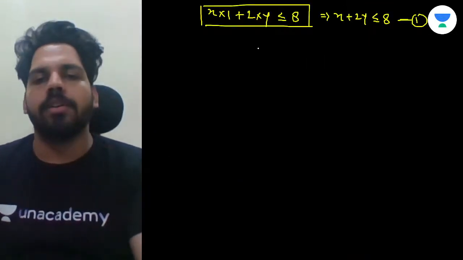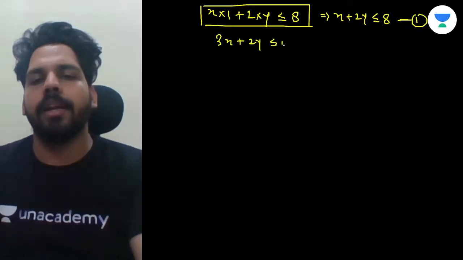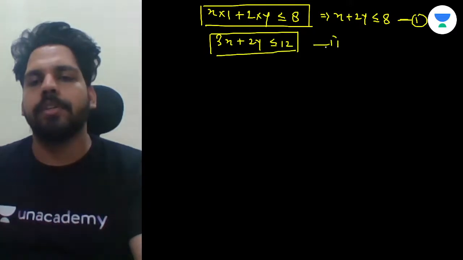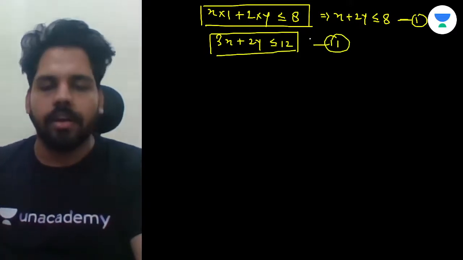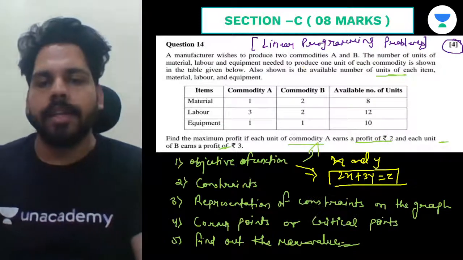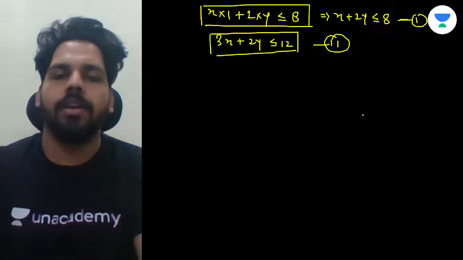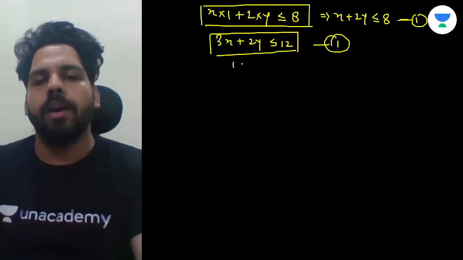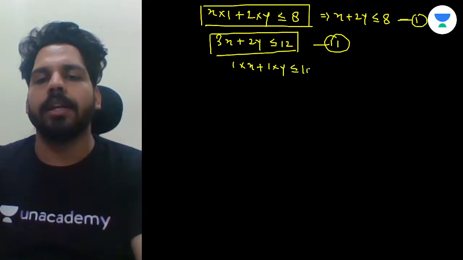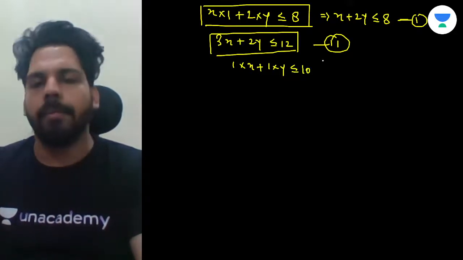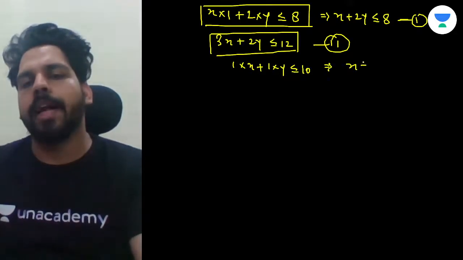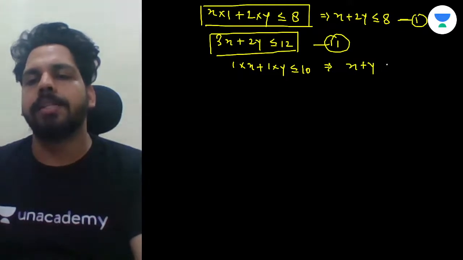The maximum is 12. So we will be having 3x plus 2y less than or equal to 12. Agree or not? This is the second equation, the second constraint. Okay, next they said 1 from here, 1 from here, and total should be 10. So we can write 1 into x plus 1 into y should be less than or equal to 10. So our equation will be x plus y less than or equal to 10.